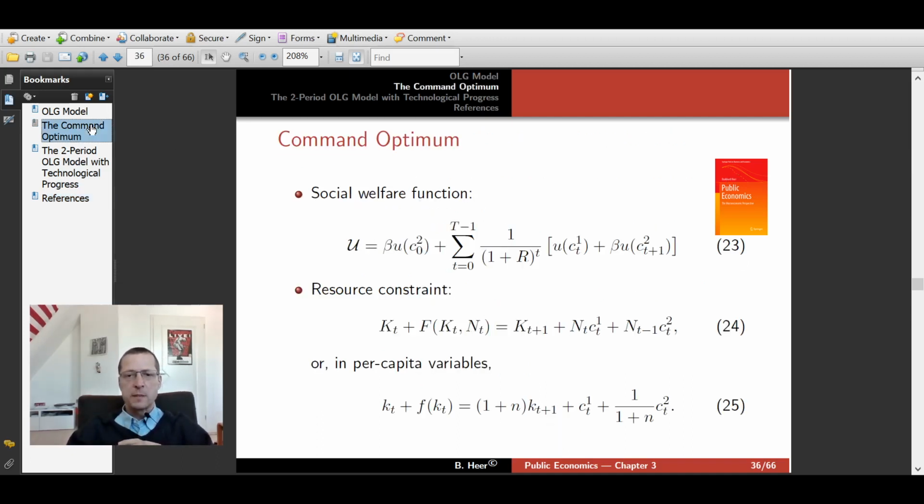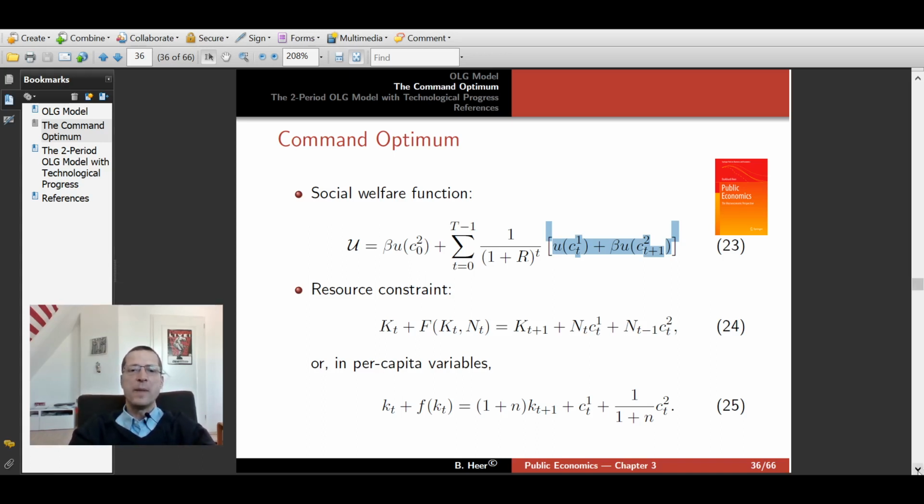Here we have a social planner, and he maximizes the utility of the cohorts presently alive in period t equal to 0, and of the next uppercase T minus 1 generations. So the generations born in period 1, 2, and so on up to period uppercase T minus 1. So here we have beta times u of c_0^2. That's the utility in old age, discounted by the factor beta, of the present old generation, who are old in period 0. And on the right-hand side, the second factor, we have the lifetime utility of the generation born in period t. And we have the discount rate R of the central planner. So for example, if he weighs each generation equally, R is set equal to 0.